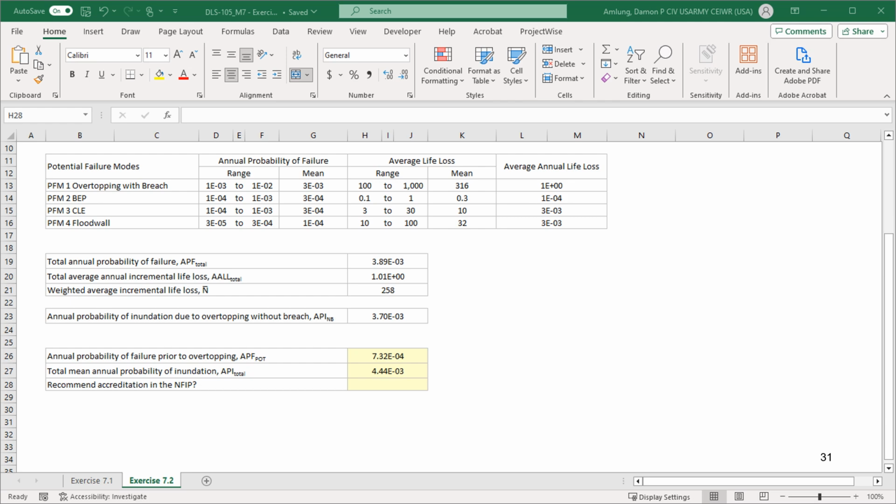Finally, we use the results of the total mean annual probability of inundation, API total, to make a recommendation for NFIP. Because the API total is between 1 times 10 to the minus 3 and 1 times 10 to the minus 2, the result will be inconclusive and subject to further evaluation or analysis.